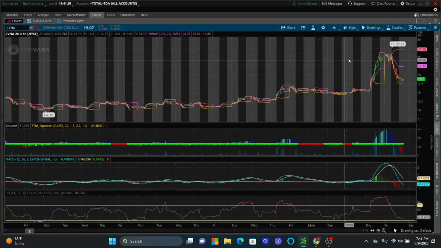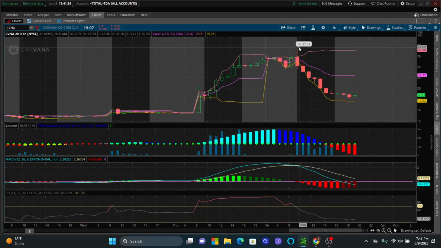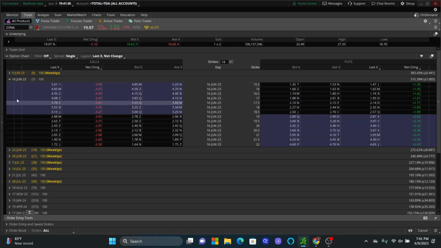So when we go to our chart, I already have it pulled up right here. As you can see, we ran up to 27.33. Right at the open, we had 27.33, and we popped right back down, right below 19. If you had bought puts on this, you would have been up tremendously. So if I go to trade, Carvana, and I go to the puts, yeah, the puts were up nearly $2, over 100% there on that one.